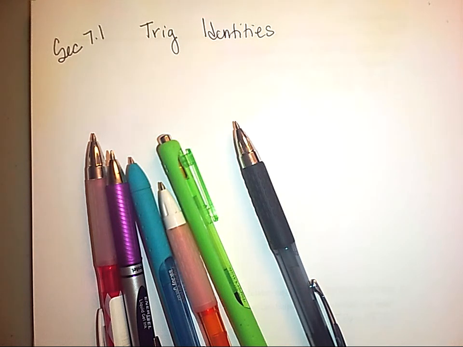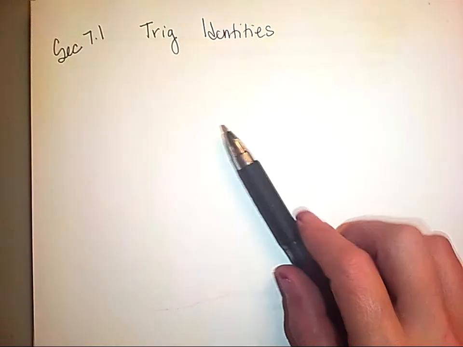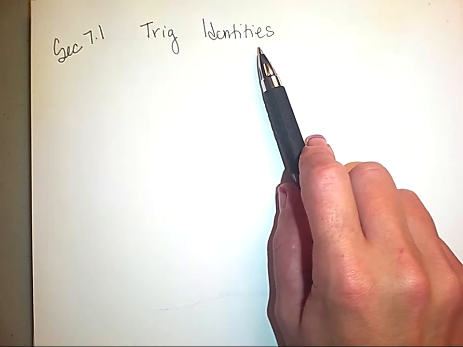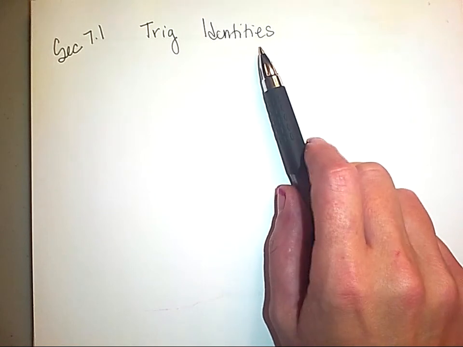Okay, so today we're in chapter 7.1, and we're going to talk about trig identities. Let's recap everything that we know is true. Now, an identity is true for any value of the variable that we put in. So what do I mean by that?